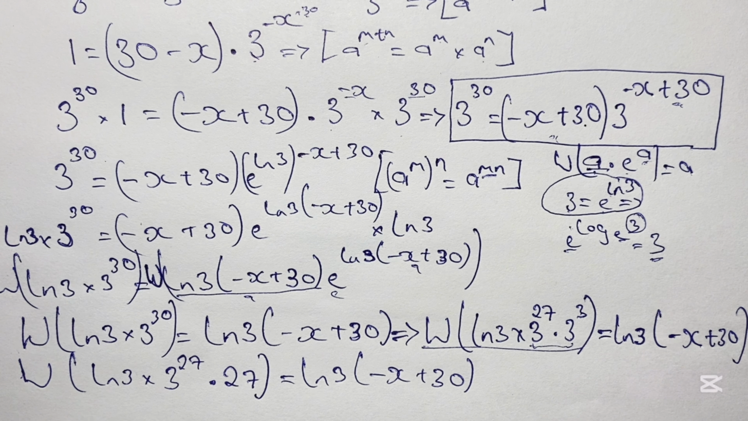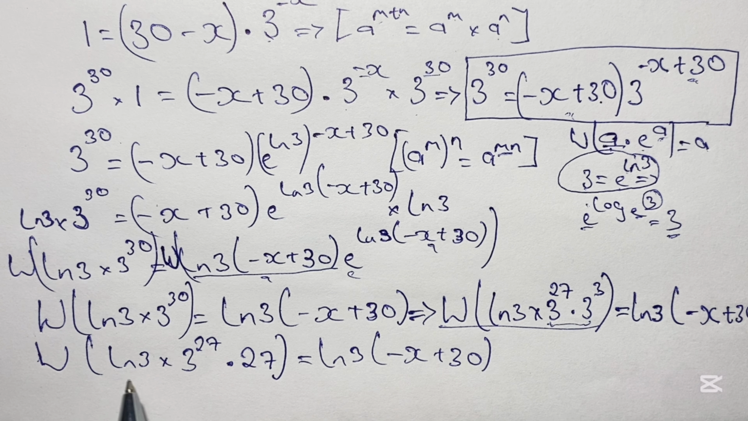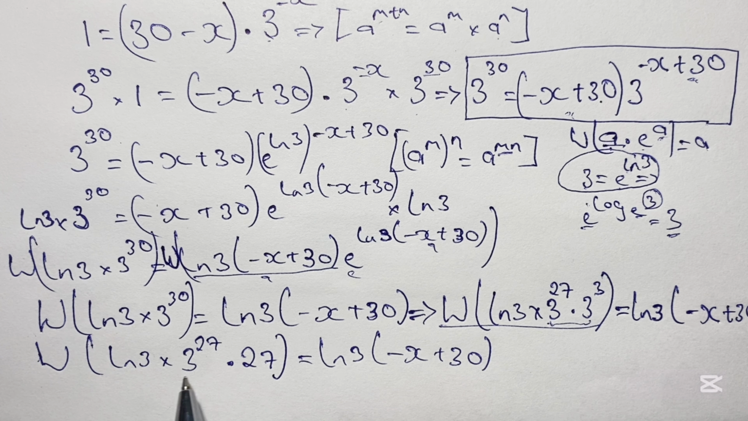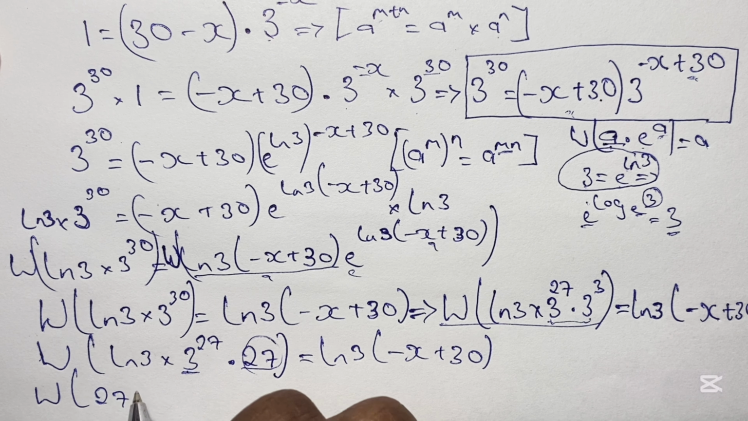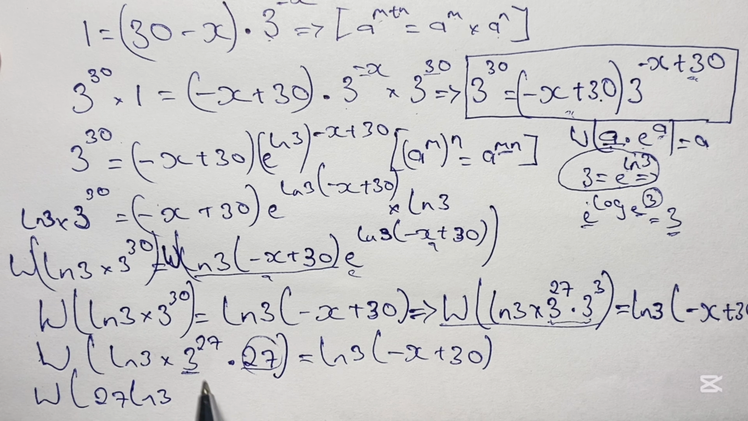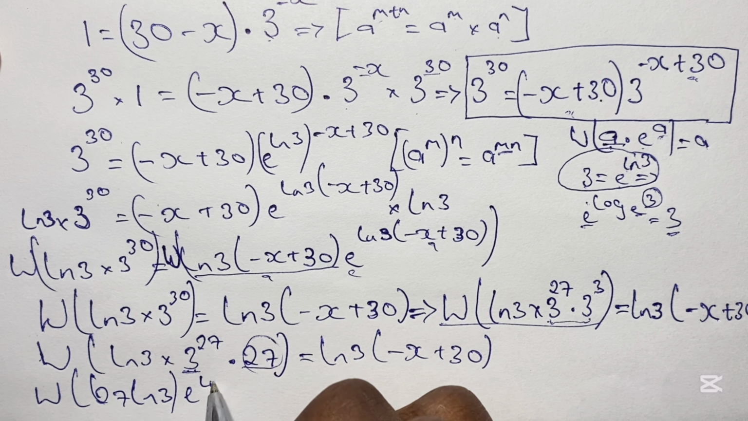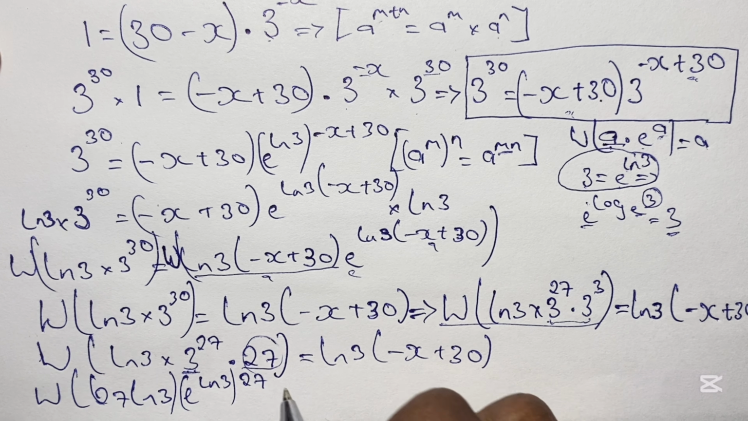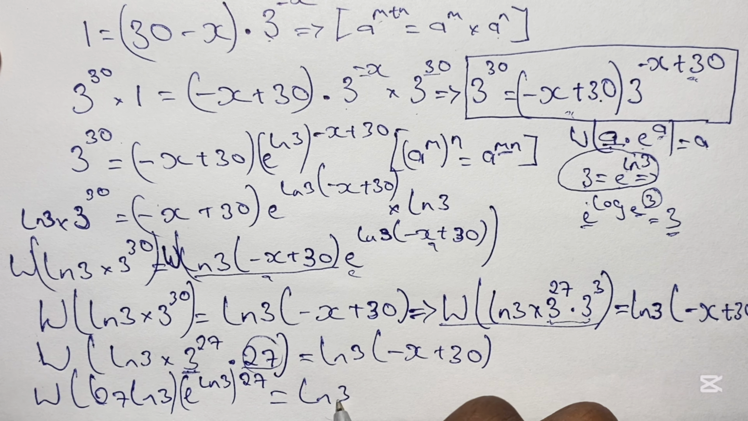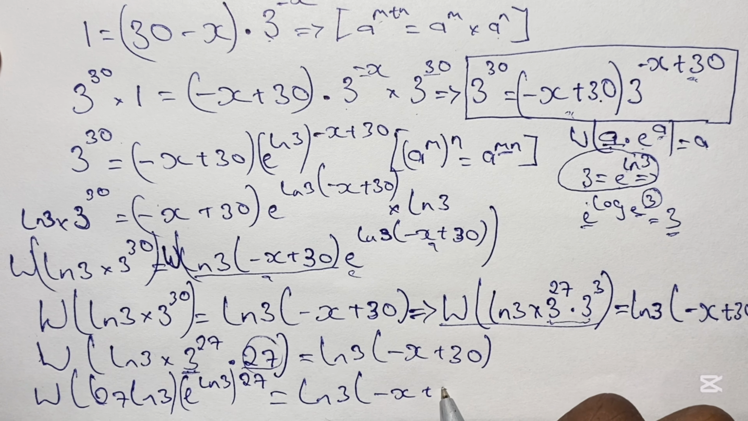Now from here we are just going to continue to simplify our expression. We're going to take this 27, put it in front, and here we have 3 to the power of 27. We will write this in the form of e. We now have 3 in the form of e, which is e to the power of ln of 3. So we're going to have W in brackets, having this 27 ln of 3, and then we rewrite 3 in terms of e. So we have this times e to the power of ln of 3. We can put that in brackets, and we put this in brackets because this is actually 3 raised to the power of 27. And of course, again, we have this equal to ln of 3 in brackets negative x plus 30.